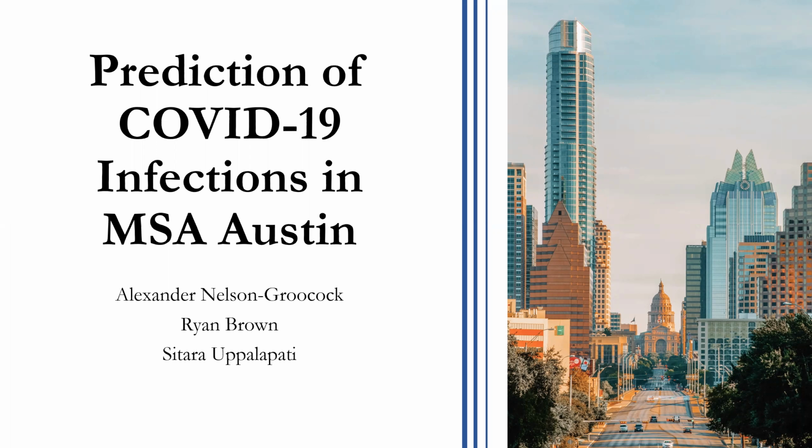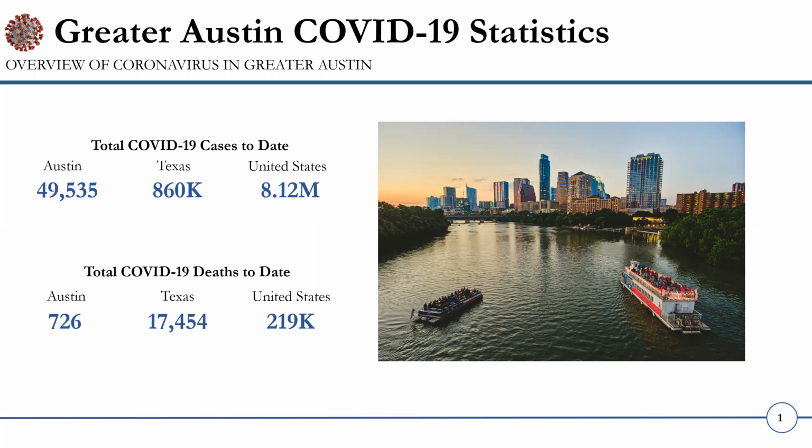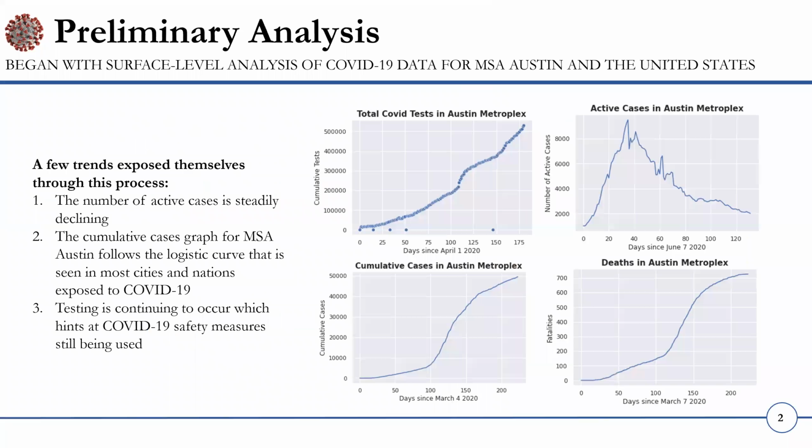Today, we're going to be presenting on our predictions for the growth of COVID-19 infections in the greater Austin area. But before we jump into our data analysis for this project, we would first like to touch on some general statistics. This slide includes the total cases and total death statistics for Austin, Texas, and the US. Focusing specifically on Austin, we can see that there are 49,535 total cases and 726 total deaths.